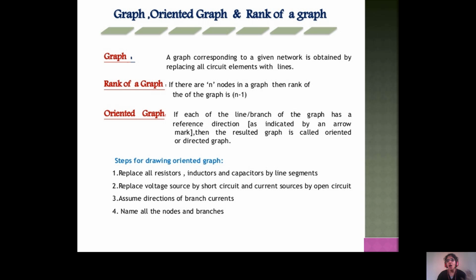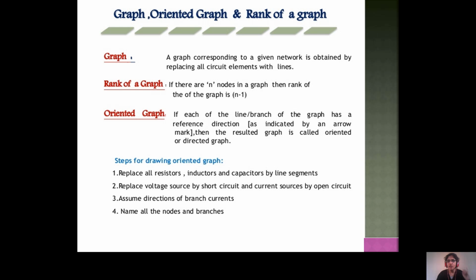Next, name all the nodes and branches. So when there are 4 nodes, you put A, B, C, D. When there are different branches, say 5 branches, then you put 1, 2, 3, 4, 5. Like that you have to assume the same.